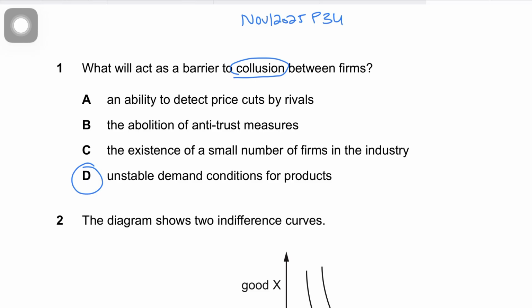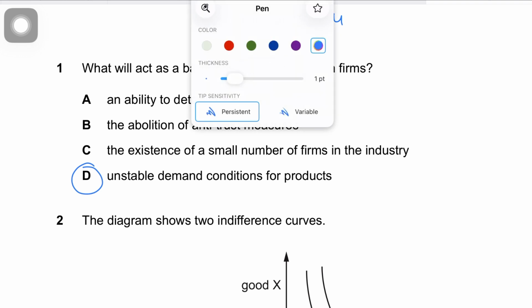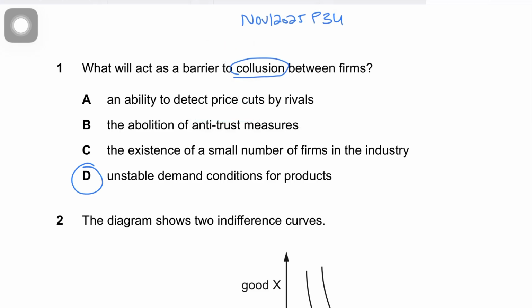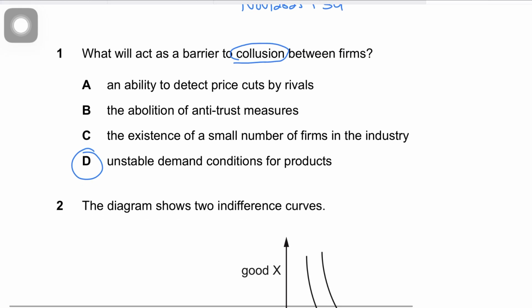A is wrong because the ability to detect price cuts actually supports collusion, because if firms can easily catch cheating, then firms are less likely to break the agreement. B is also wrong because abolishing antitrust measures would make collusion easier, not harder. C is also wrong because a small number of firms would usually make collusion easier since firms can monitor each other more easily. So 1D for David is the correct answer.